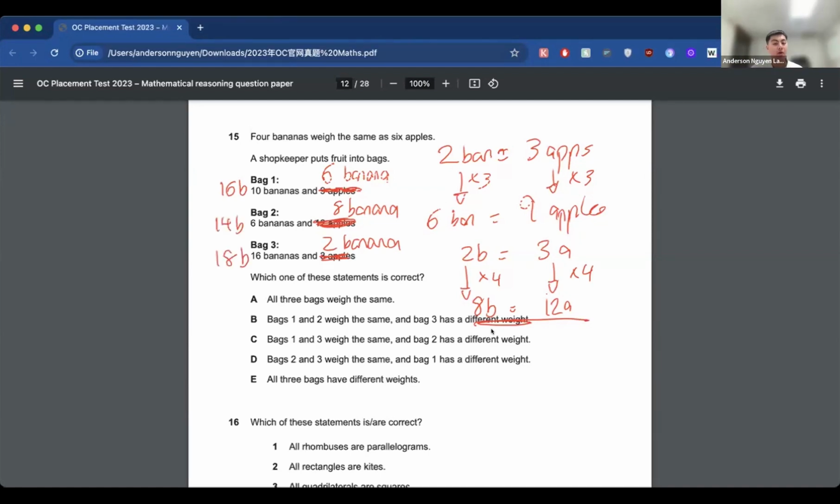Now, what have we seen? All of them have different results. All of them have different numbers of bananas. So they have different weights then. So E is our answer.